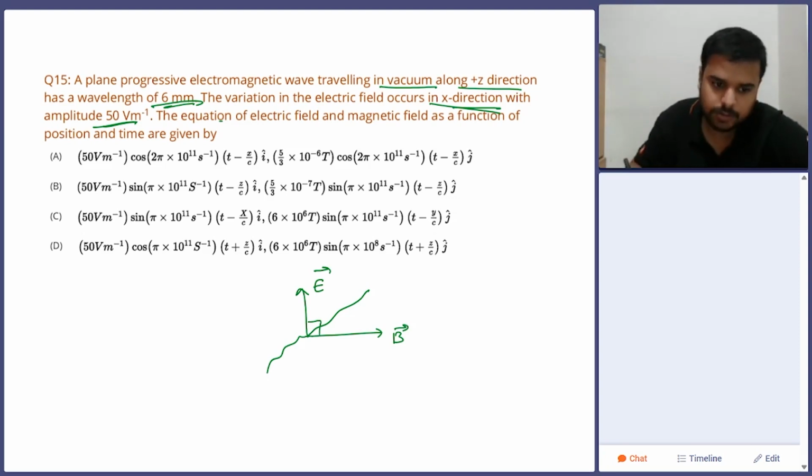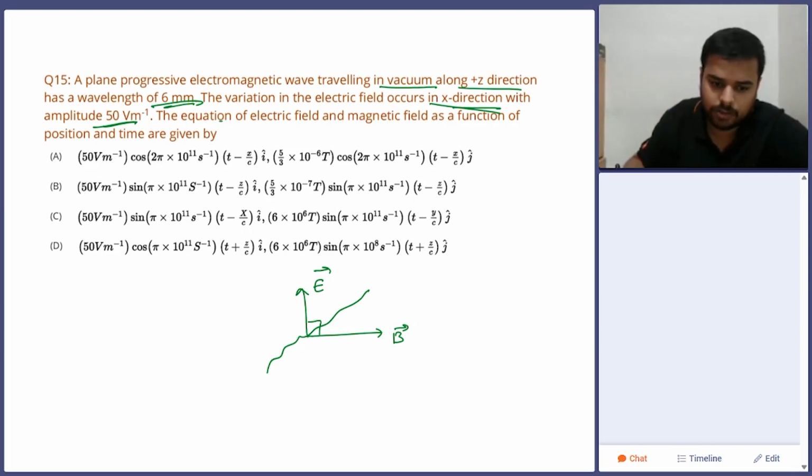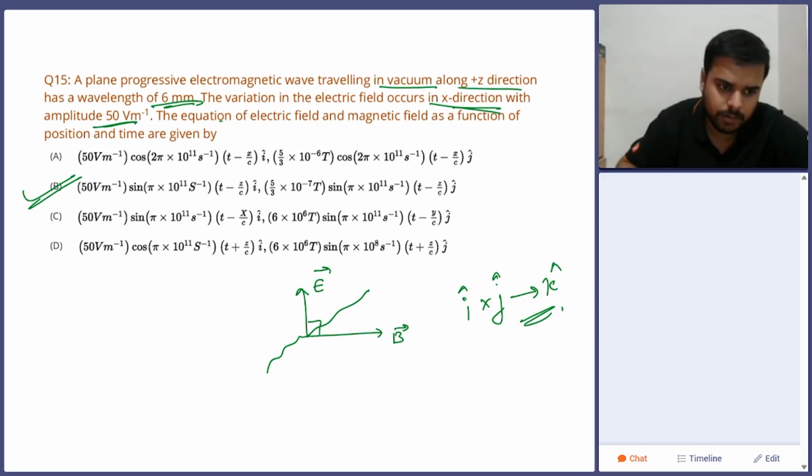So the direction of E cross B will give the direction of propagation of wave. E cross B is I cross J, and this will give K cap, right? Correct. So the correct option will be option B. 50 volts per meter, this is the amplitude, sine omega t, I cap, and J cap.